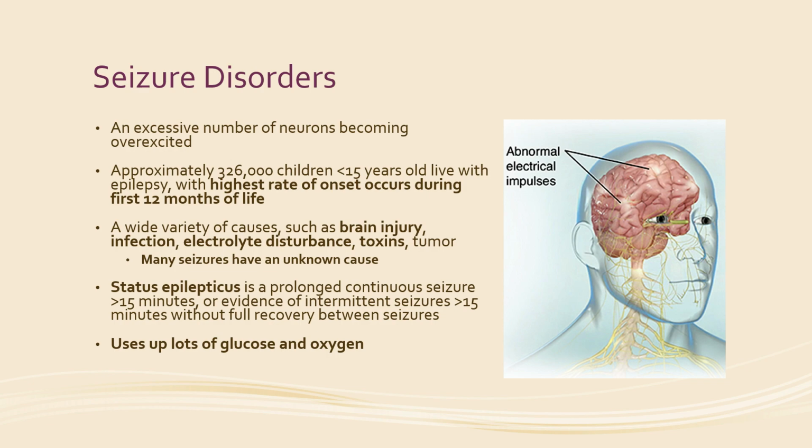All right, seizure disorder. So it's some kind of excessive activity in your neurons. Part of the reason why this is a pediatric problem is because the highest rate of onset occurs in the first 12 months of life. So we really need to be watching out for this. It can happen for all sorts of different causes, as seen there. Many seizures don't really even have a known cause, they just kind of happen. Status epilepticus is a technical term that we need to know, right?